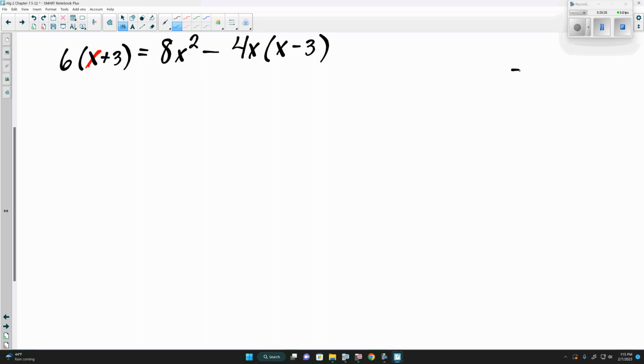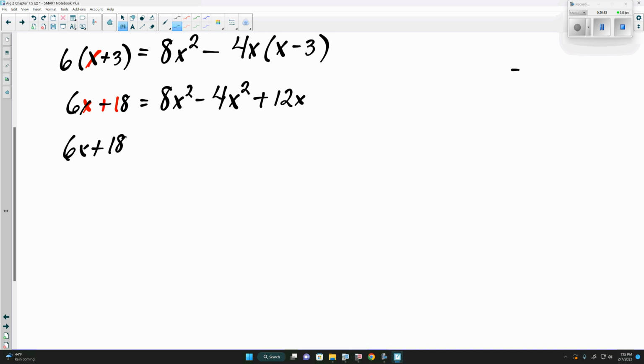Now at this point here, we do need to distribute, so we do 6 times x, which is 6x. And 6 times 3 is going to be plus 18 is equal to 8x squared. Negative 4x times x is negative 4x squared. And negative 4x times negative 3 is going to be plus 12x. Now we can combine like terms. 8x squared minus 4x squared is going to be 4x squared plus 12x.